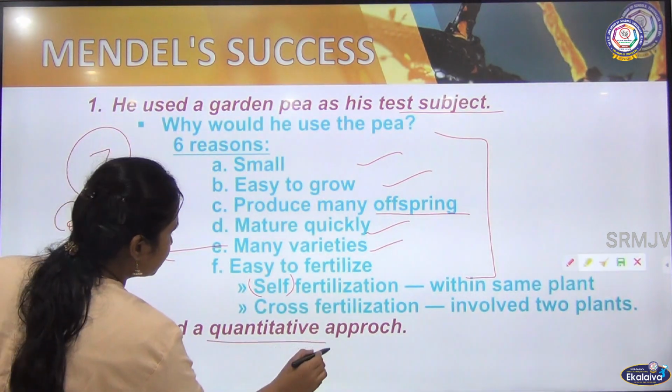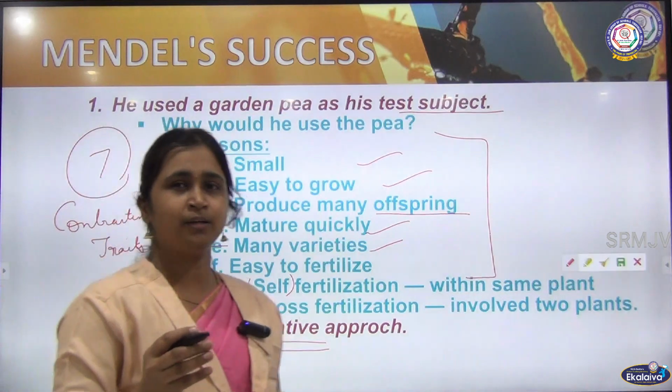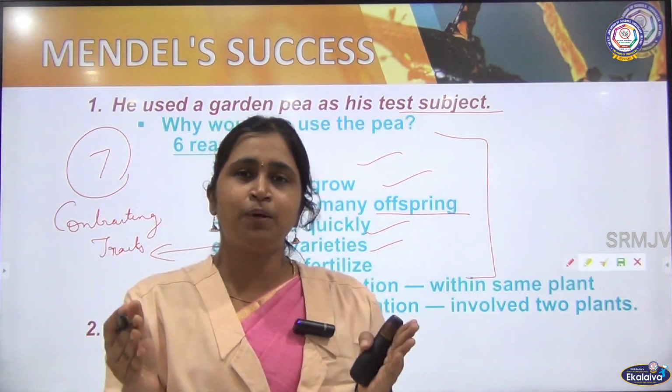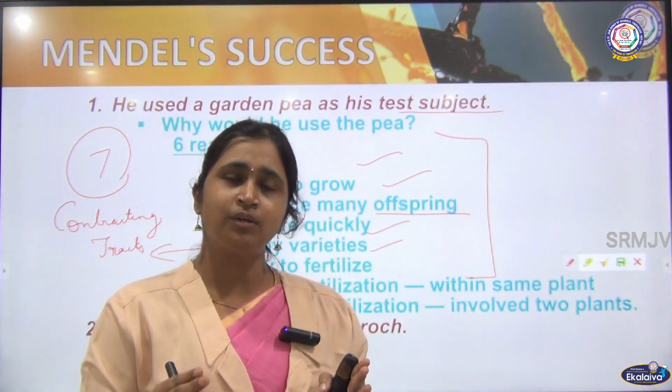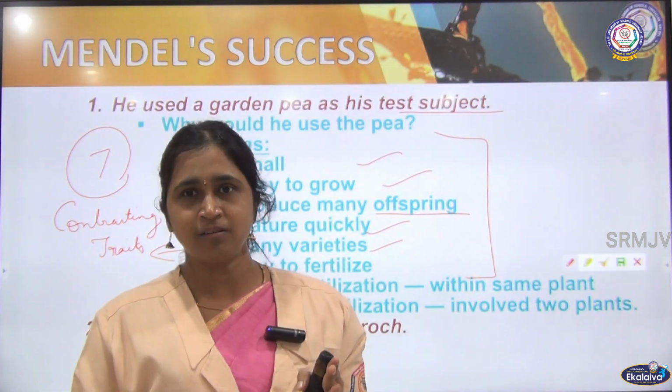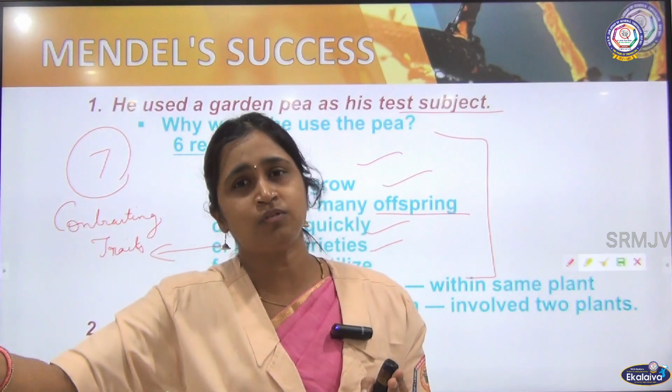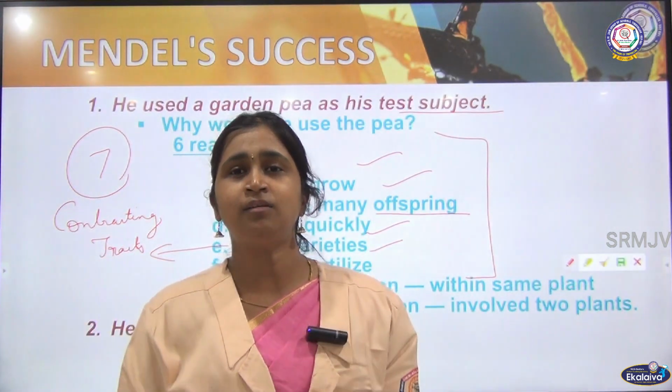He used a quantitative approach, quantity, number. When you are conducting an experiment, the number, how much you take, is very important. Suppose you take only 100 and get a result; next time if you take 1000 or 10,000, you may not get the same number.